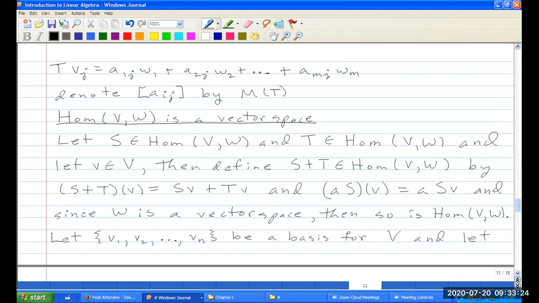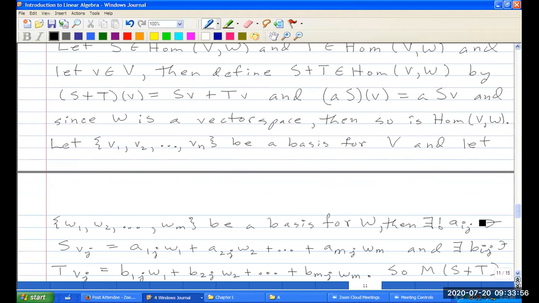Next, how do you define scalar multiplication? Well, the same way you define scalar multiplication for functions. So (a times S)(v) is just a times S(v). And since W is a vector space, then so is the set of linear transformations from V to W.